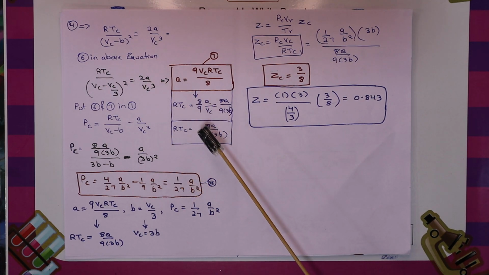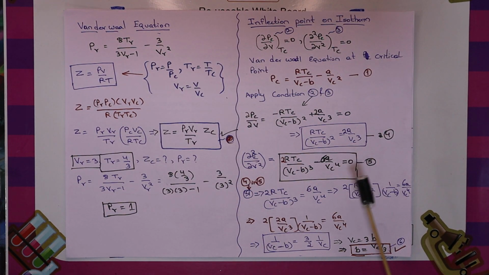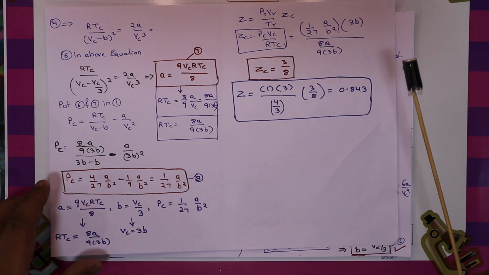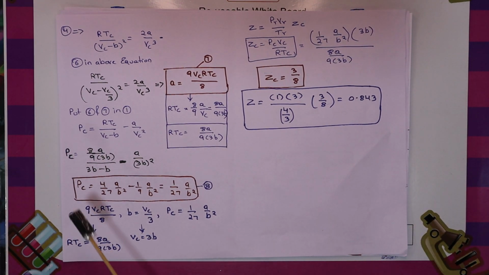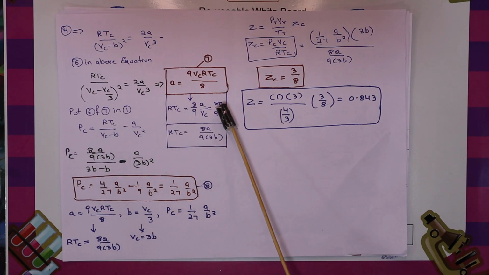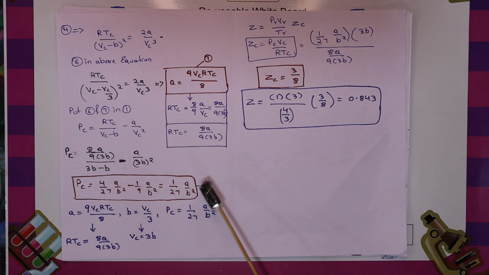Therefore, now we have got everything. Substitute in this particular term, which is Pc. Now you can substitute in this equation and get everything in terms of a and b. So let us do it. Pc is equal to 8 by 9 times RTc, which is nothing but 8 into a by 9 times 3b, divided by Vc, which is 3b, minus b, minus a by Vc square, which is 3b whole square. Therefore, Pc is equal to 1 by 27 into a by b square. So now I got everything.